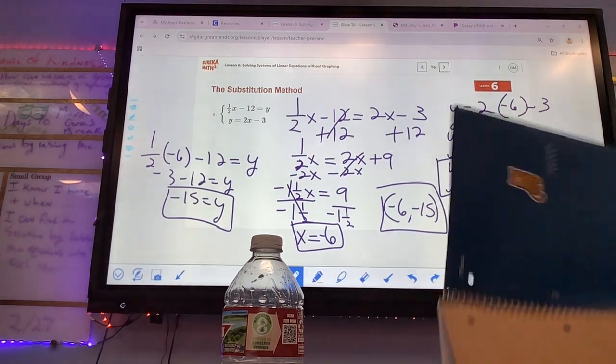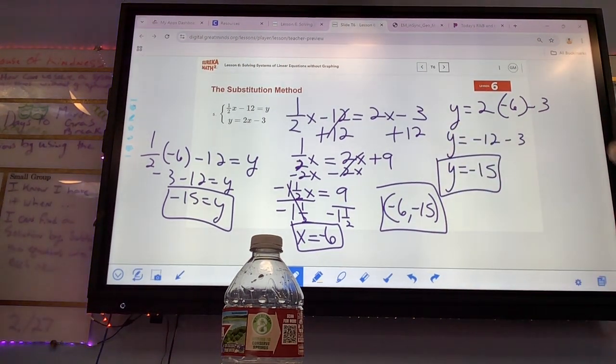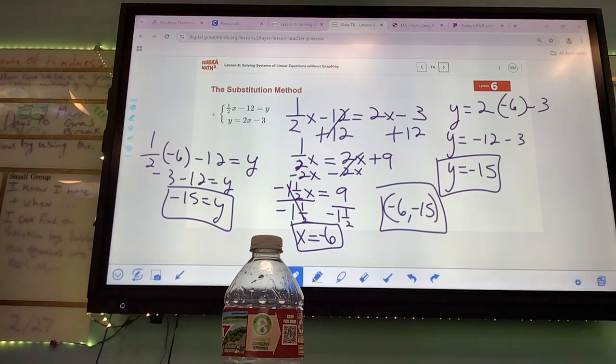What's for homework? Do you want me to do number 6? Do y'all have homework? Page 81, questions 1 through 8. Page 81, questions 1 through 8.